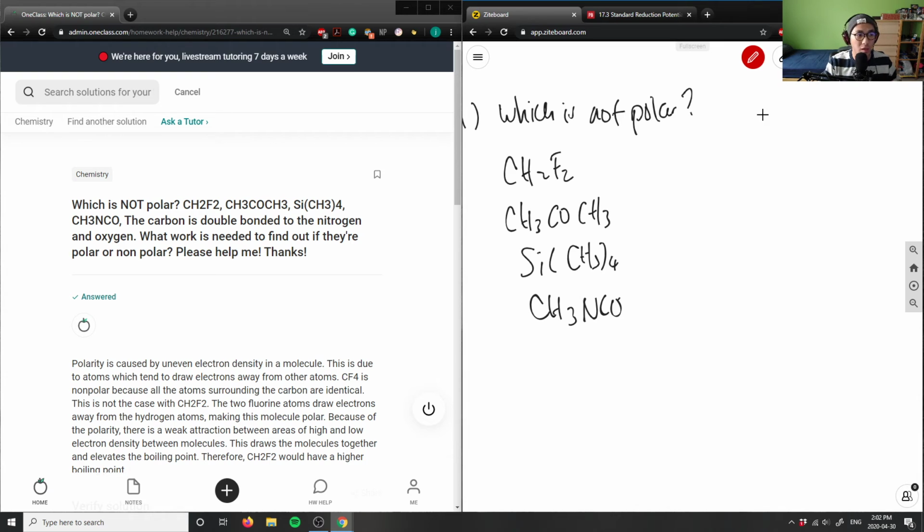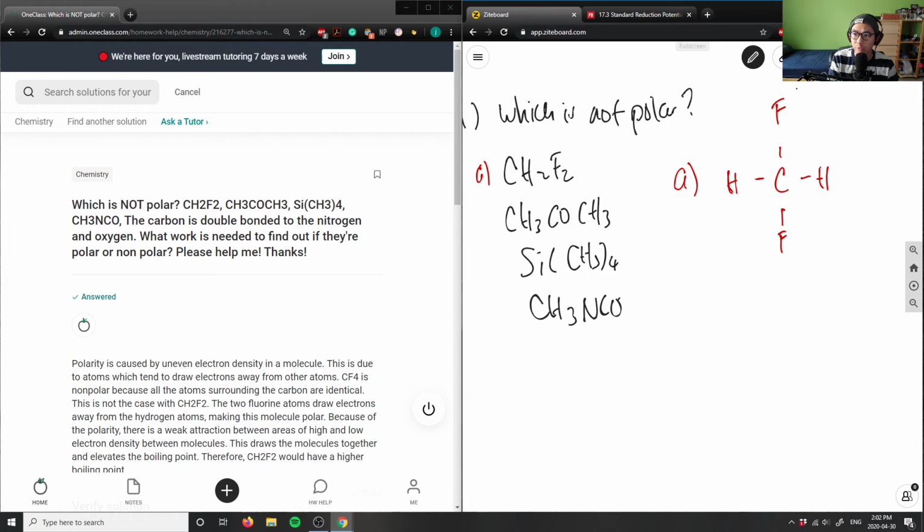When we talk about polarity, we're talking about the difference in electronegativity between 2 atoms. So the first one, I'm going to label this A. A here is CH2F2, right? So carbon is going to be in the middle, bonded to 2 hydrogens and also bonded to 2 fluorines. In this case, it is polar.